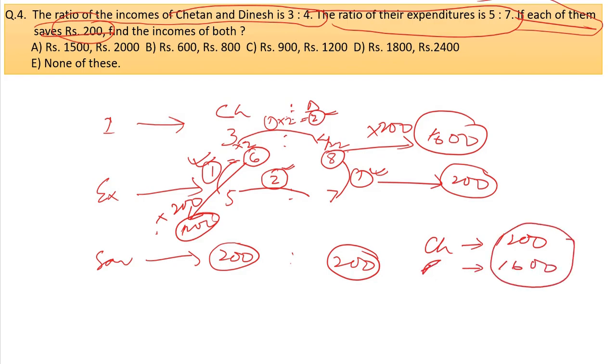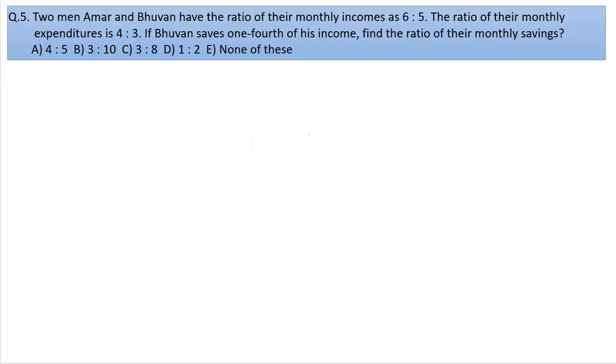So let us look at the options we have. Here we don't have any option of 1200 and 1600. The correct answer will be none of these. The next question, let's see.